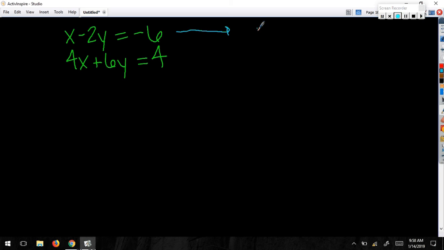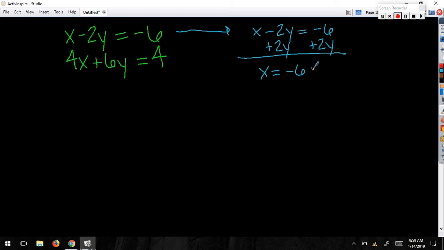Okay, look at this one. If x minus 2y equals negative 6, x is almost by itself now. Do you agree? There's no coefficient in front of it. So what can I do to get x all by itself? Add 2y. All right, look what I have now. I have x equals negative 6 plus 2y.